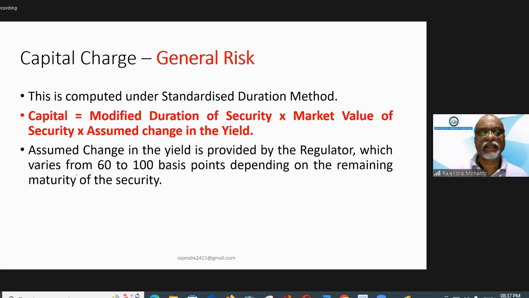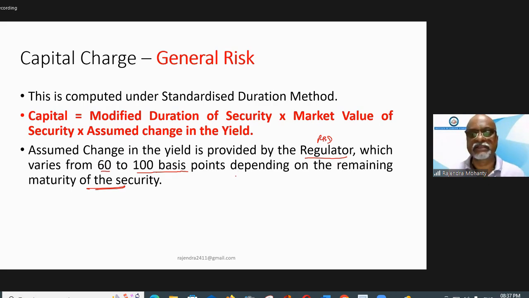Here, as I said, the assumed change in the yield is provided by the regulator, RBI, and varies from 60 to 100 basis points depending on the remaining maturity of the security. On an ongoing basis, RBI prescribes this assumed change in the yield to the banks. They publish it, so the bank has to calculate the capital according to that.